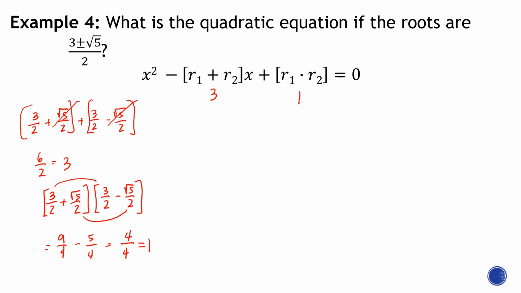All right. So now our answer is x squared minus 3x plus 1 equals 0. There you go. So that's how we use the formula in creating a quadratic equation from the irrational roots.